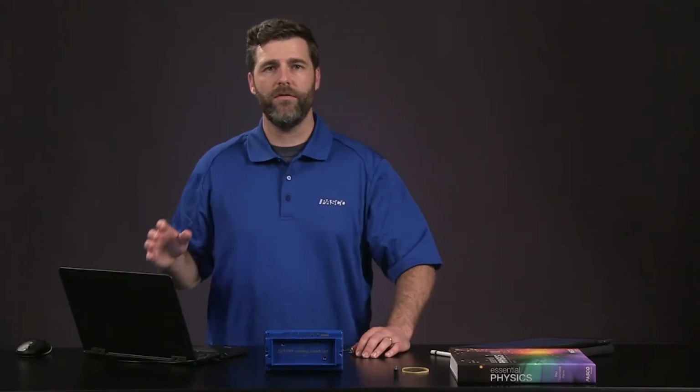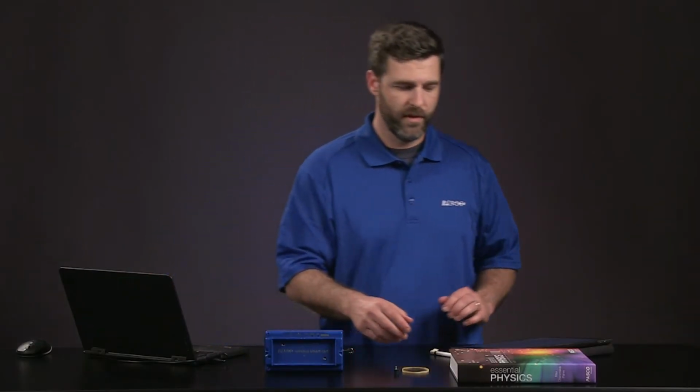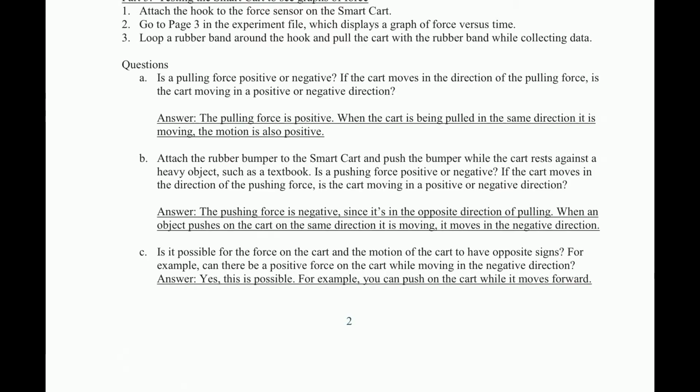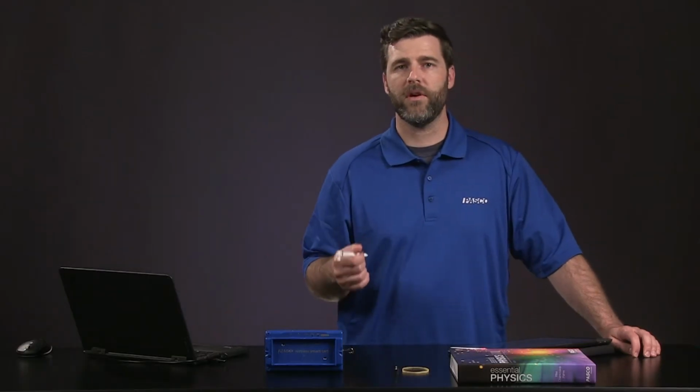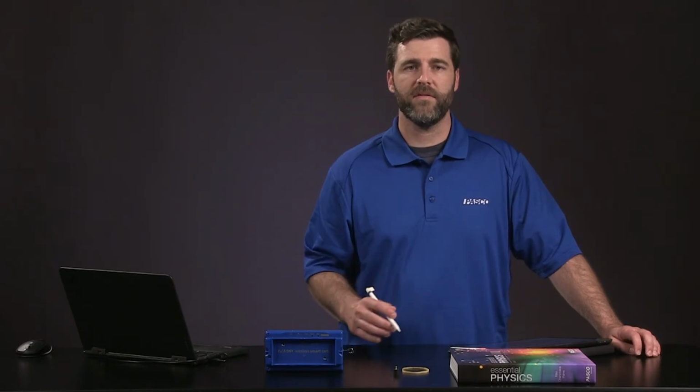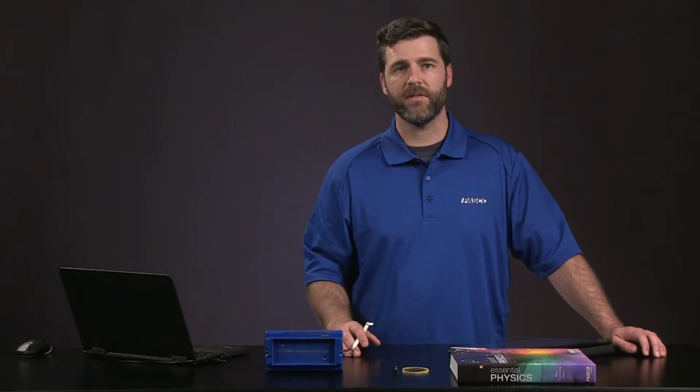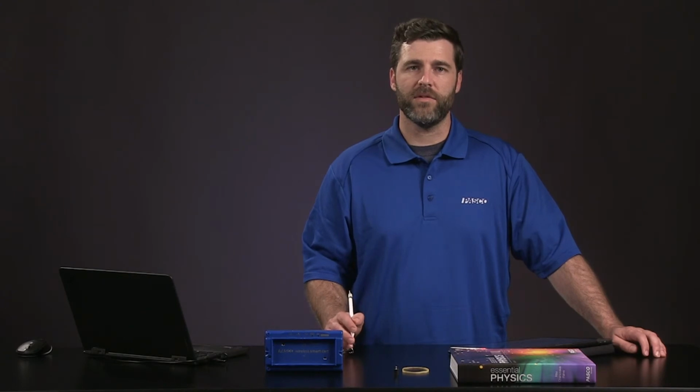Students will use their new force data to answer the part 3 questions. For questions A and C, students will need to look back at the velocity time graph on page 1 of the experiment file to determine whether the cart's motion is in the positive or negative direction. Positive velocity is motion in the positive direction. Negative velocity is motion in the negative direction.